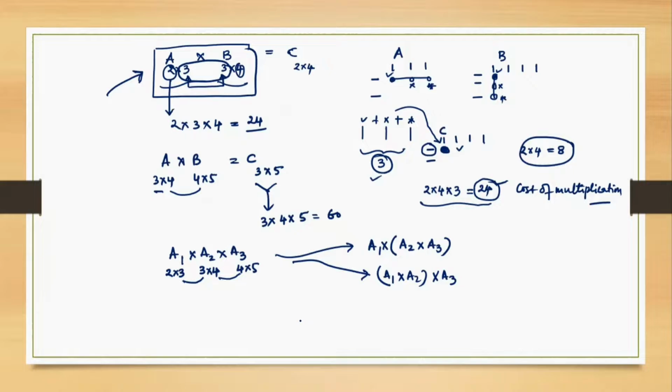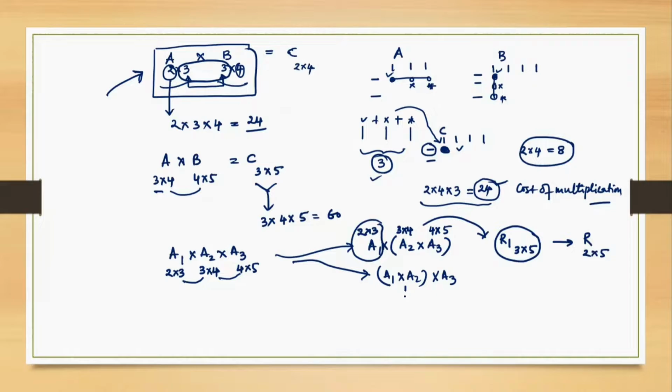Then the question is, sir, is it possible to get the same result? Yes, you will get the same result, because A1 has the dimension 2 cross 3, A2 has the dimension 3 cross 4, and A3 has dimension 4 cross 5. If you multiply A2 and A3, suppose the resultant matrix R1 is of dimension obviously 3 cross 5. Then you take A1, which is of dimension 2 cross 3, and R1 is of dimension 3 cross 5. So the final matrix R will be of dimension 2 cross 5. There will be no issue.